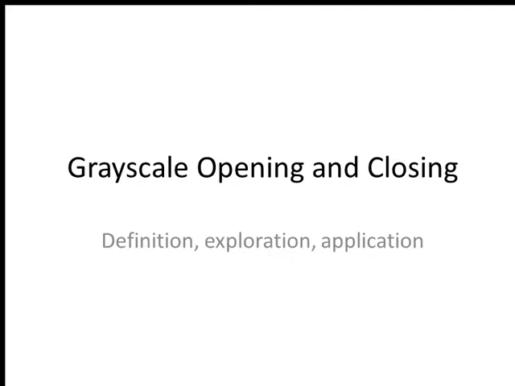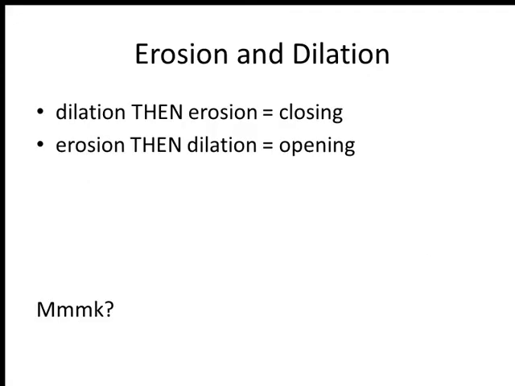This is a short video about morphological opening and closing of grayscale images in particular, and of binary images as well. So let's start with the definition. What do we mean by opening and closing? Well, opening and closing operations are combinations of erosion and dilation. Specifically, dilation followed by erosion is closing. Erosion and then followed by dilation is opening.